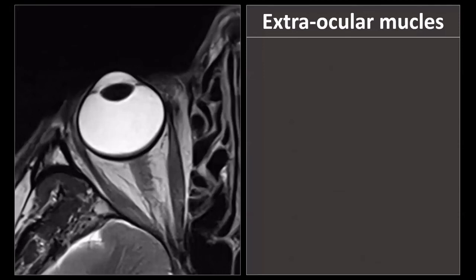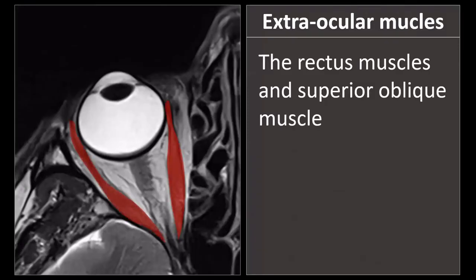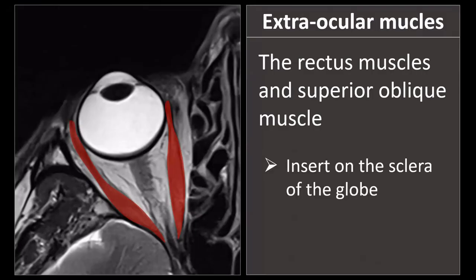The extraocular muscles can also be seen on axial images, of course. Here we just see the medial and the lateral rectus muscle on this image, and we see that they insert on the sclera of the globe. What I mean is that the several rectus muscles and the superior oblique muscle all insert on the sclera of the globe. And here we just see the medial and the lateral rectus muscle, of course.